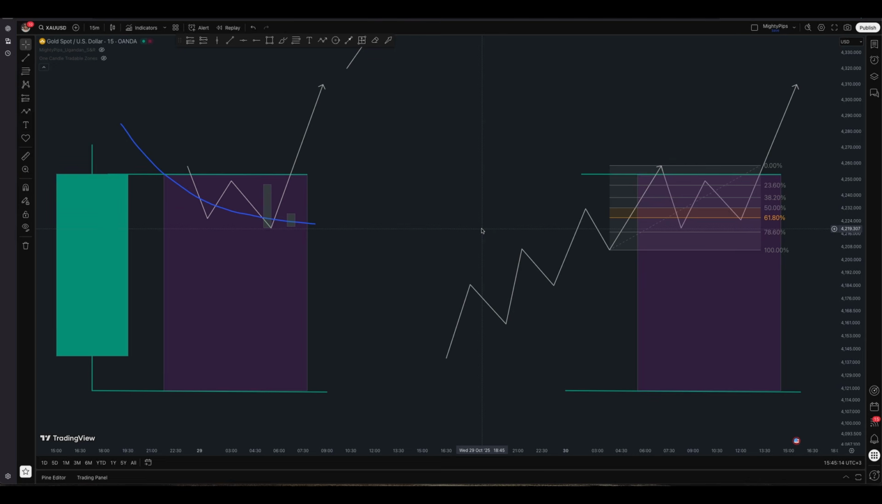So let's go on to bar replay and I show you an example of how I would get entries using Fibonacci for the one candlestick strategy.